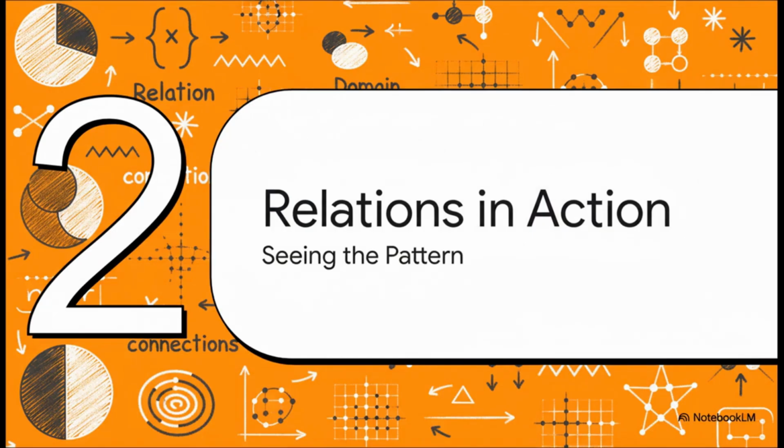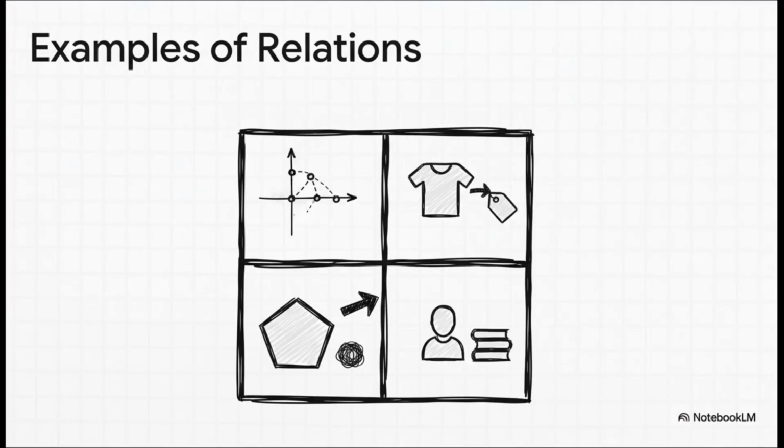Okay, so we've got the definition. We've got domain, we've got range, we've got the basics down. Now, let's see this stuff out in the wild. I promise, once you know what you're looking for, you are going to start seeing relations absolutely everywhere. I mean, they can be purely mathematical, right? Like a set of points you'd plot on a graph. They can be commercial, like pairing an item in a store with its price tag. They can be geometric, pairing a shape with how many sides it has. Or even academic, like pairing a student with all the classes they're taking. Every single one of these, they're all just different flavors of a relation. They're all just a set of ordered pairs.